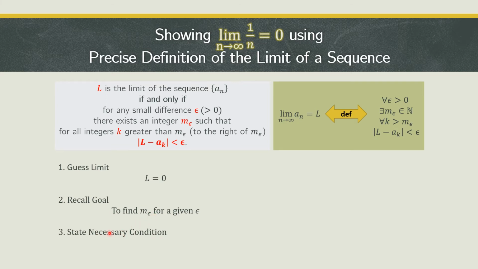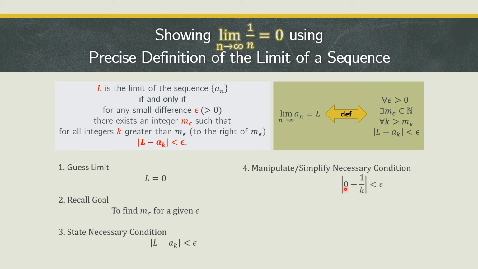Usually we start by stating the necessary condition. That is this condition here, which is the distance between our guess, L, and the succeeding terms, a sub k, where k must be greater than m sub epsilon. This distance must be smaller than our epsilon. So that's the necessary condition. And then we just try to simplify that.